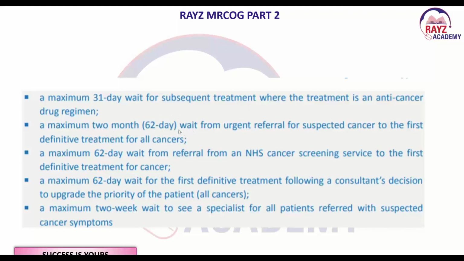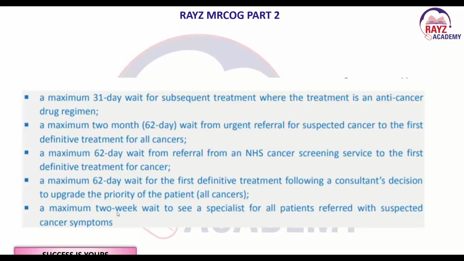Maximum of 62 days wait period from urgent referral for the suspected cancer to first definitive treatment for all the cancers. So once the GP is referring you with the suspected cancer, definitive treatment for that cancer should be given within 62 days. A maximum of 62 days wait period from referral from the NHS cancer screening to the first definitive treatment for the cancer. This is not that important. The last is also important.